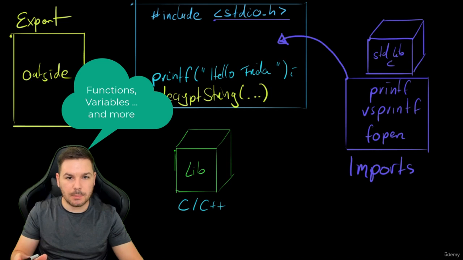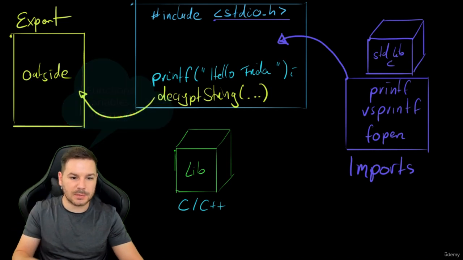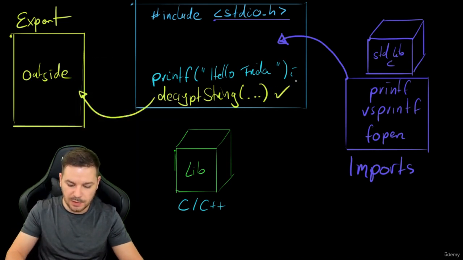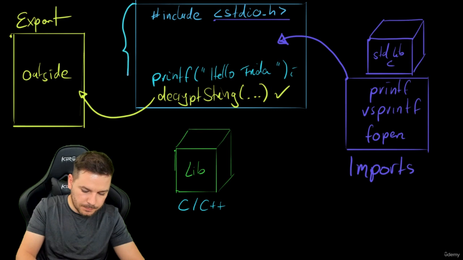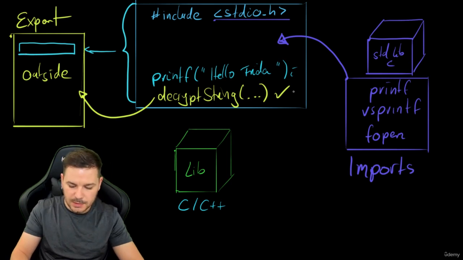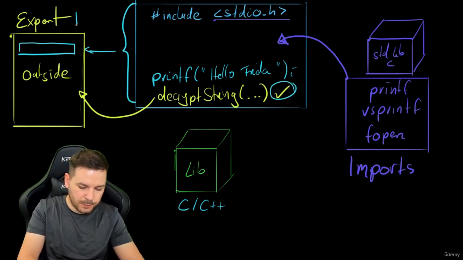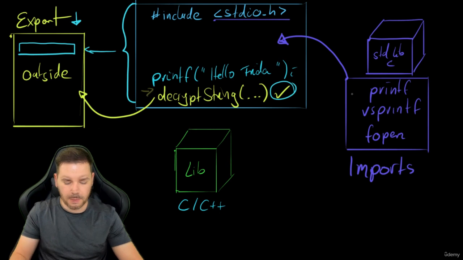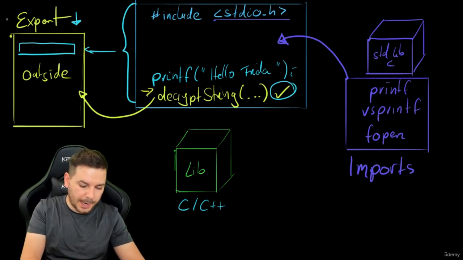So exporting simply means taking a function that has been defined by us and making it available to the outside. So if someone is including this file over here, then this function is also available for this program right now. All right, so this would be an export.